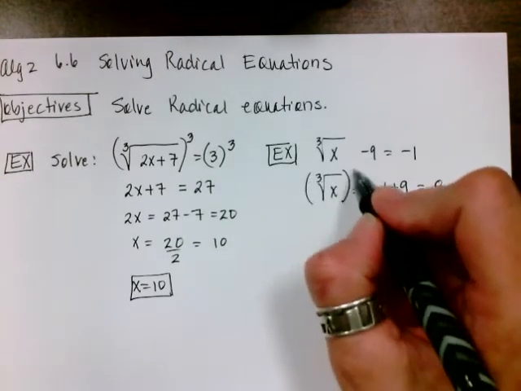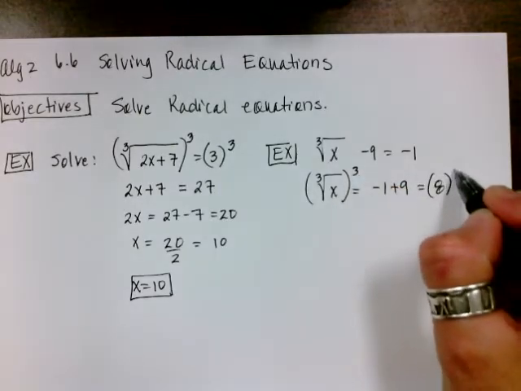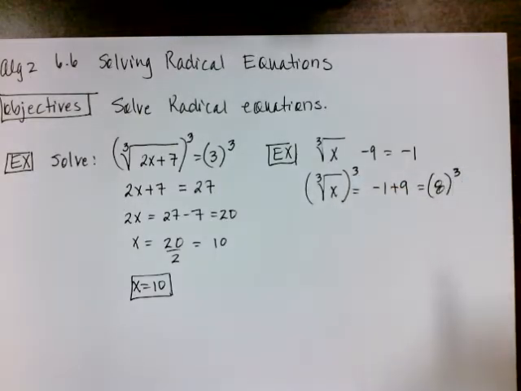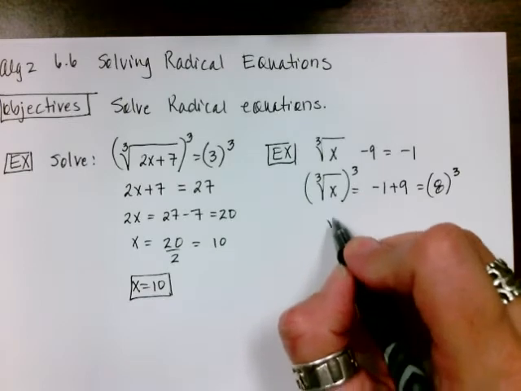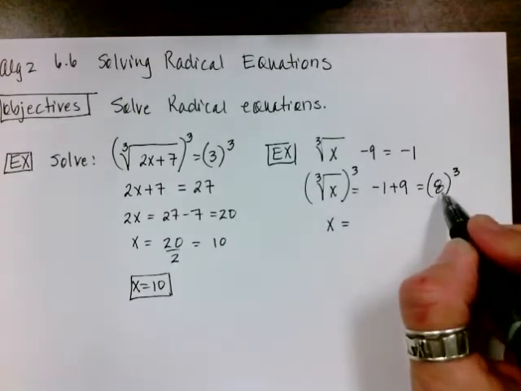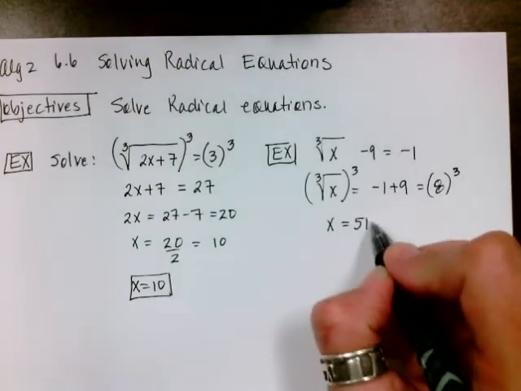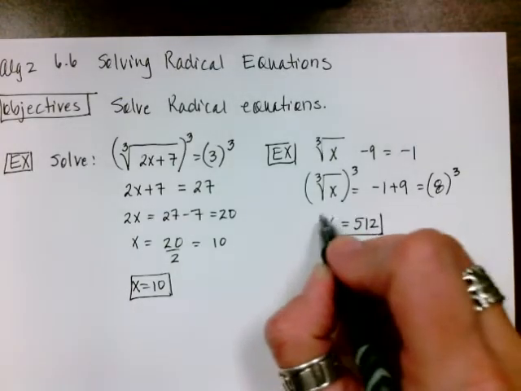So I'm going to raise this one to the third power, and I'm going to raise this one to the third power. Okay? So on the left-hand side, I get x. And I don't know what 8 to the third power is, but I have done it already on my calculator, and I get that x is equal to 512.